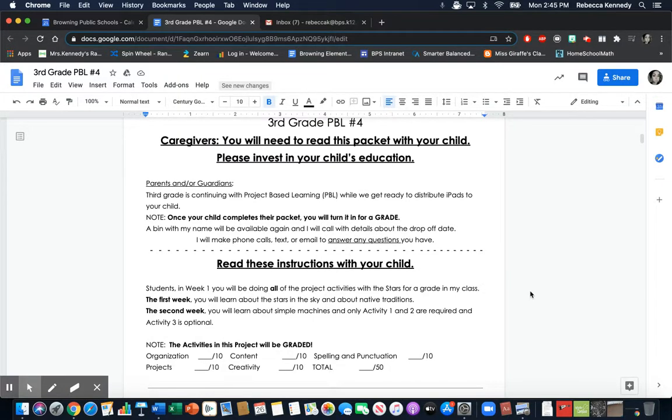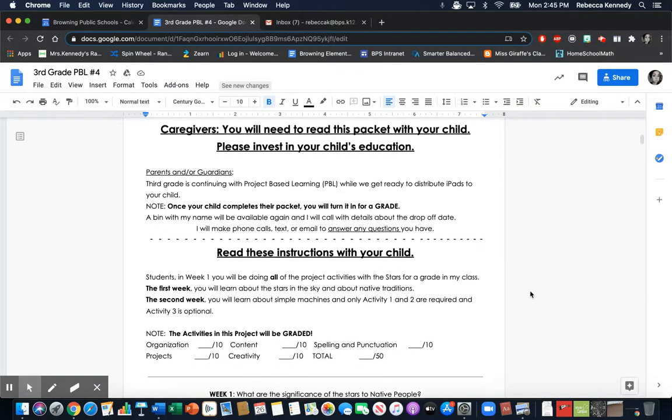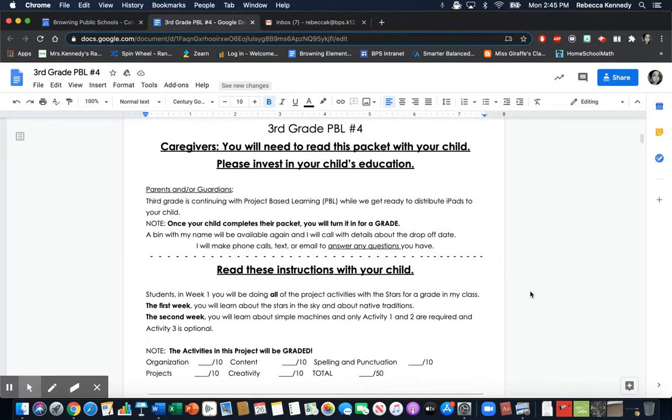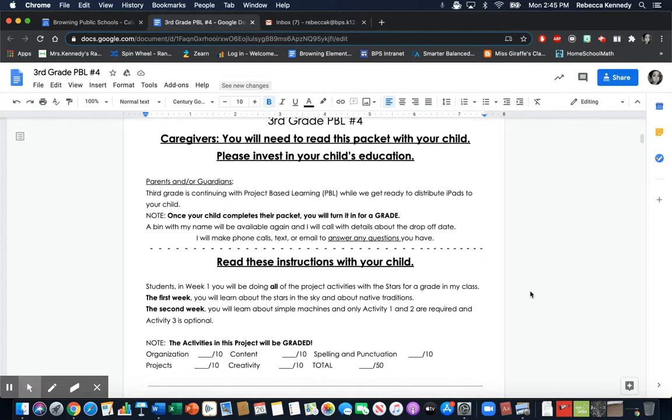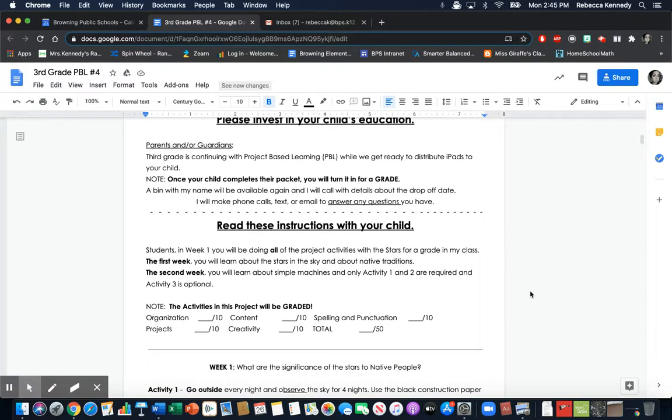For the first part of Project 4, it will be about the star story. So remember, you will need to read this packet with your child. Please invest in your child's education.